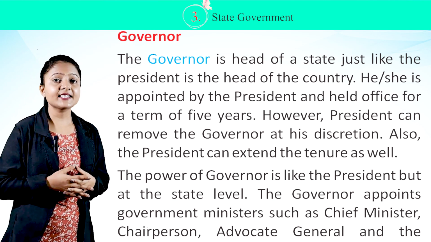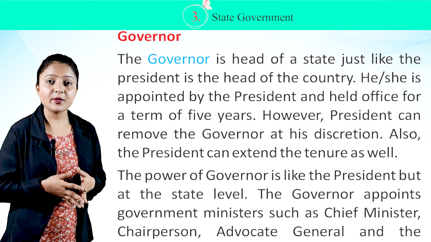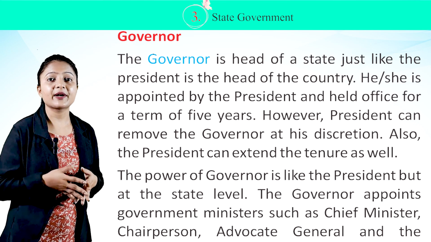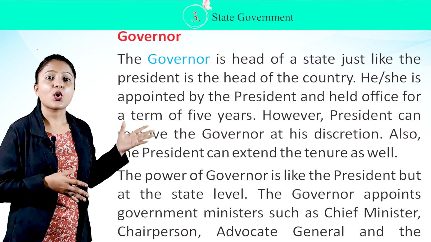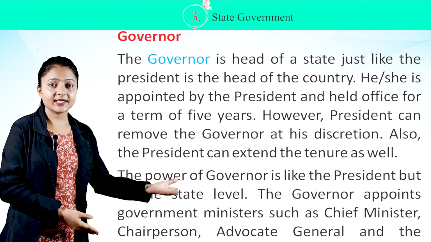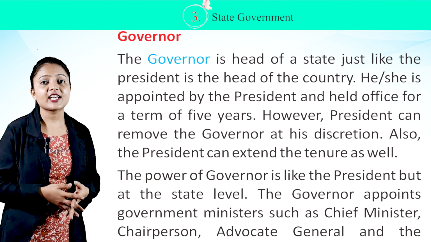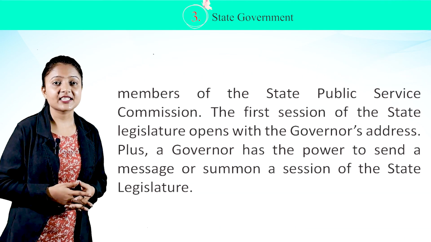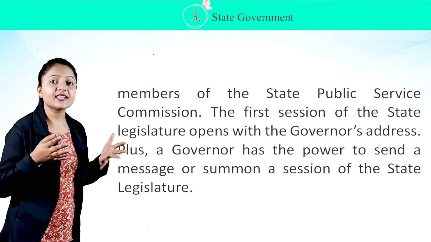Governor. The governor is the head of a state just like the president is the head of the country. He or she is appointed by the president and holds office for a term of 5 years. However, the president can remove the governor at his discretion. Also, the president can extend the tenure as well. The power of the governor is like the president but at the state level. The governor appoints the government's officials such as the chief minister, chairperson, advocate general and the members of the State Public Service Commission. The first session of the state legislature opens with the governor's address.